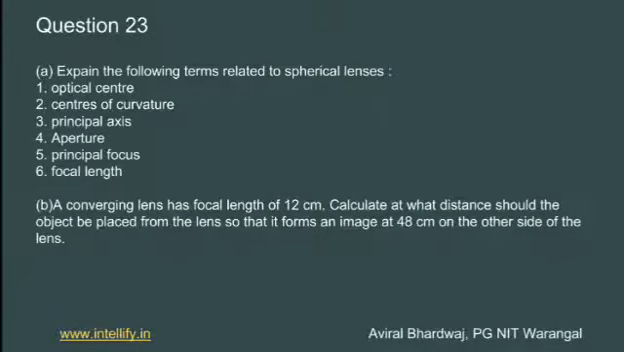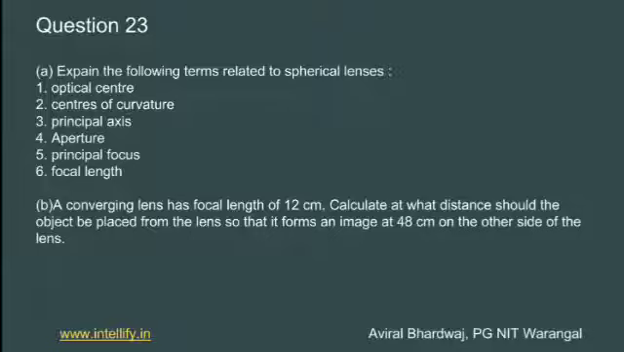The next question is, explain the terms related to a spherical lens: optical center, center of curvature, principal axis, aperture, principal focus, focal length. So these are definitions related to the physics chapter.